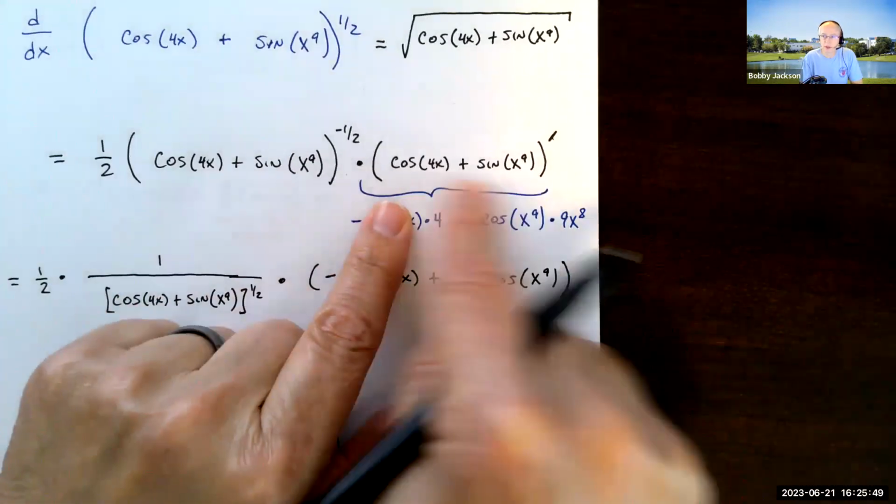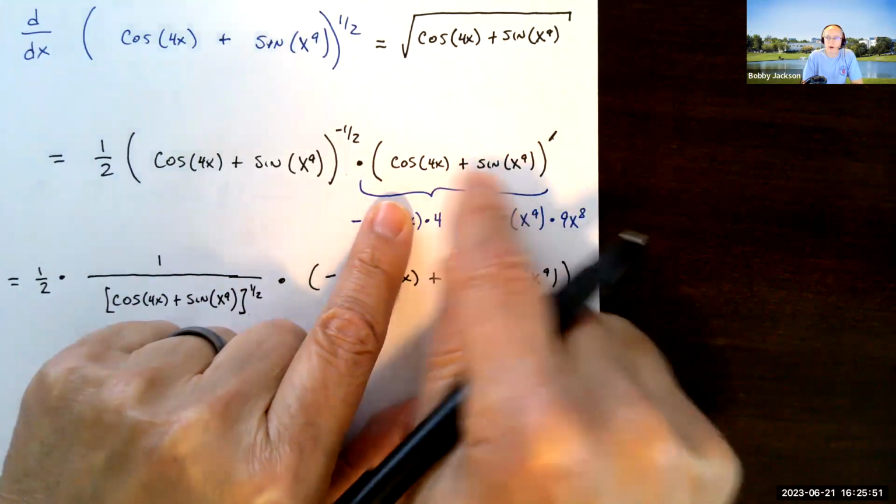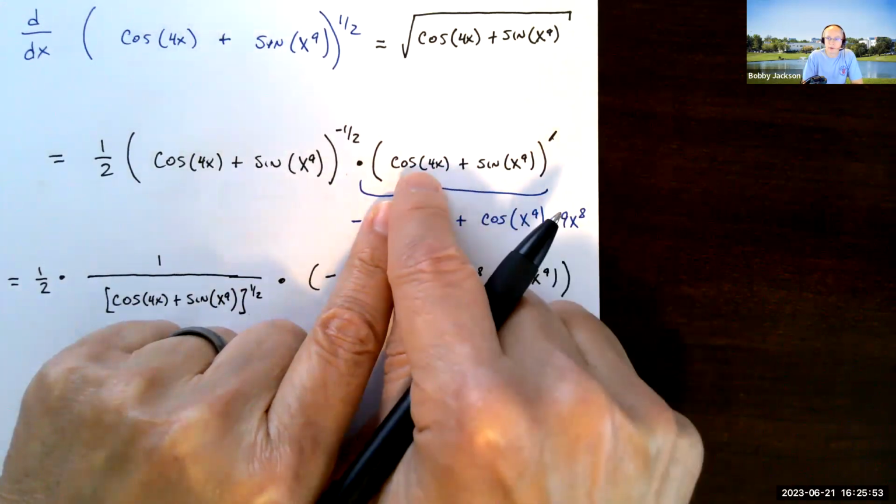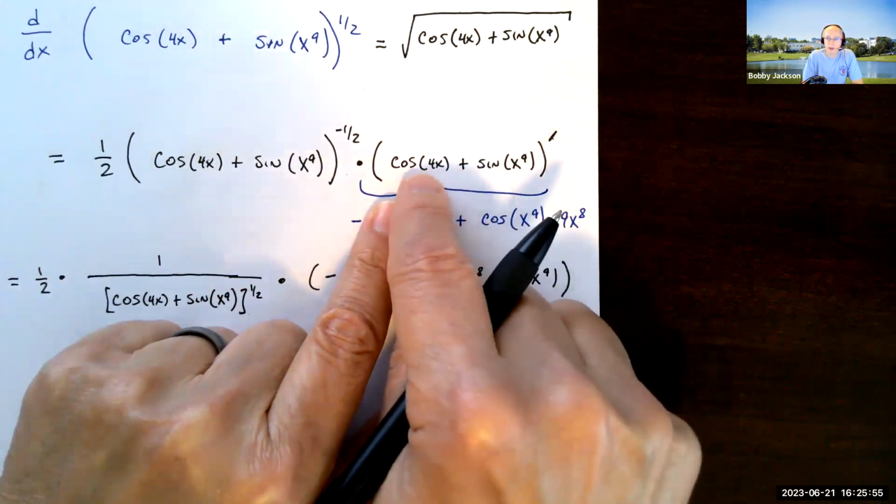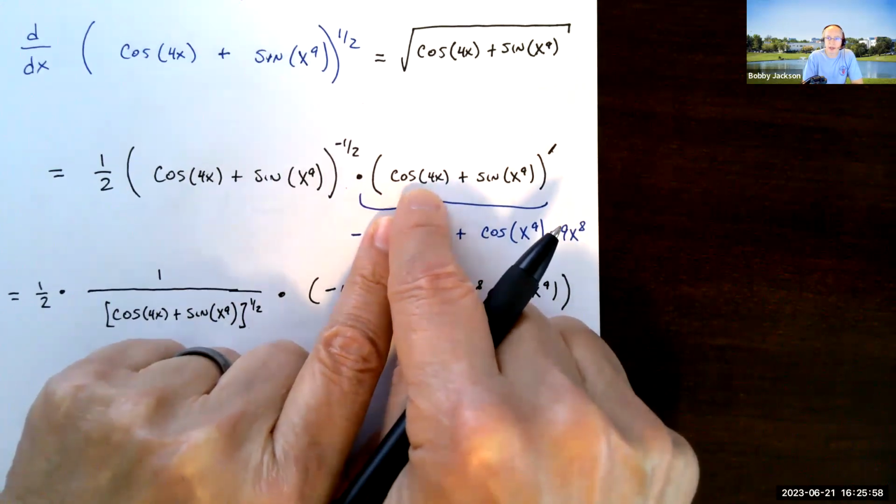So what's the derivative in here? Well, notice I have the sum of two functions. So I'll take the derivative of this one and add it to the derivative of this one. And when I take the derivative of this one, notice I have a chain rule again. So I have chain rule sort of inside of a chain rule.